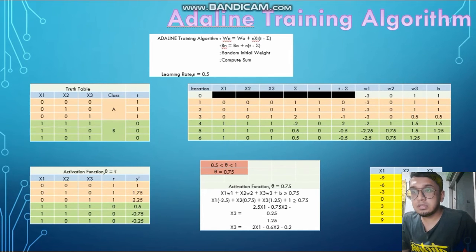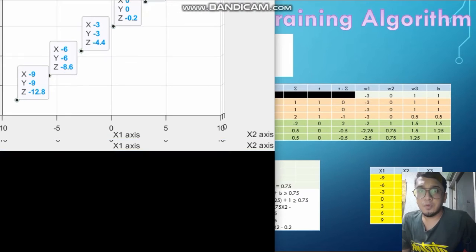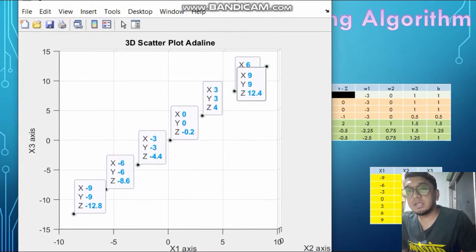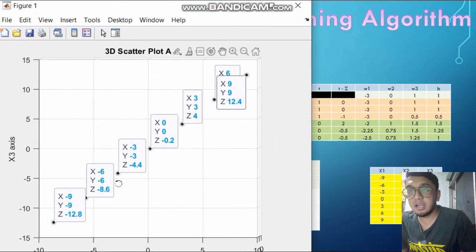So the result is the same, and we go to Matlab. We open Matlab first. The value over here: x1 will be presented as x, x2 will be presented as y, and lastly z will be presented as x3. Over here you can see the graph is linear. So negative 9, negative 9, negative 12.8, and then negative 6, negative 6, negative 8.6, the same as the table.